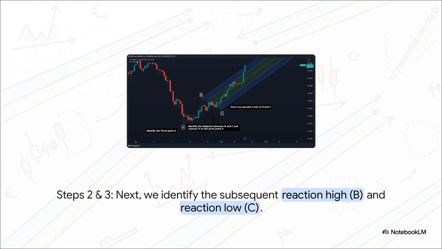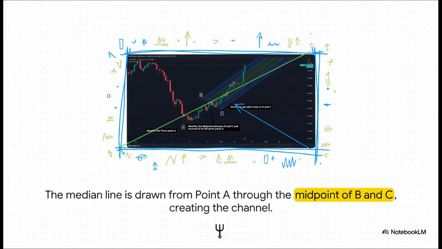Once you have those three pivots locked in on your chart, your trading software does all the rest of the work. And here's where the magic happens. The tool automatically draws that median line starting from point A and shoots it right through the exact midpoint between points B and C. The outer lines are then just drawn parallel to it, starting from B and C themselves. And just like that, you've got a complete Andrews pitchfork right on your chart.